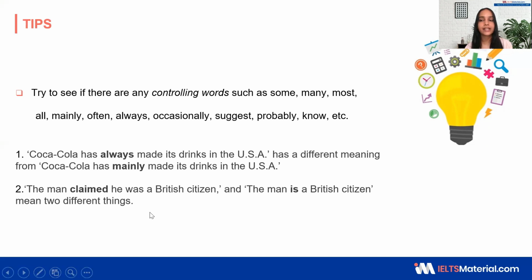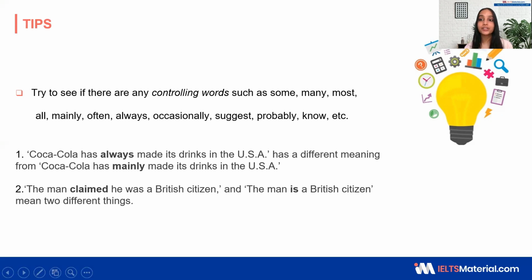Similarly, let's have a look at the second example. The man claimed he was a British citizen. And on the other hand, the man is a British citizen. Now see that these two are completely different things. They alter the meaning. Claim is based on assumption. And when you say the man is, it is based on evidence. There's some factuality. So remember these controlling words. Look out for these traps when you are trying to find your answer.